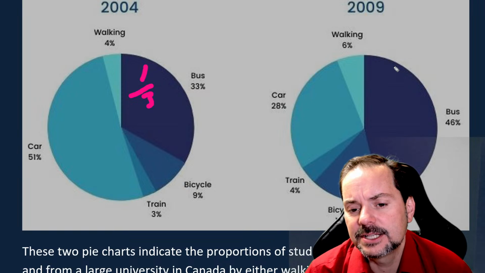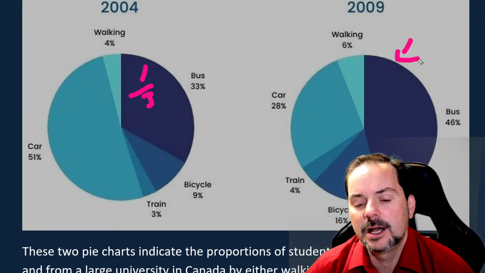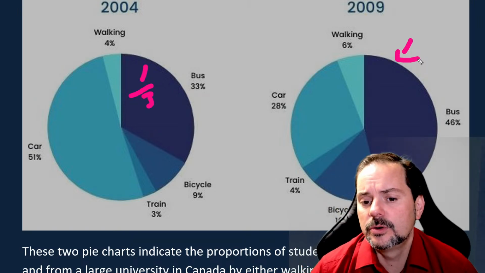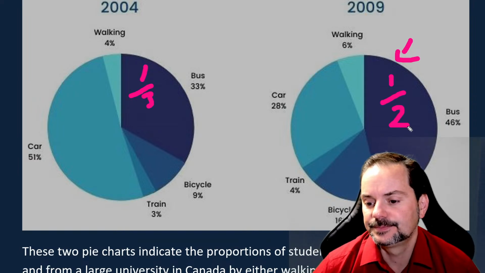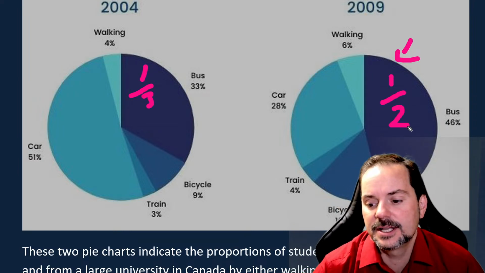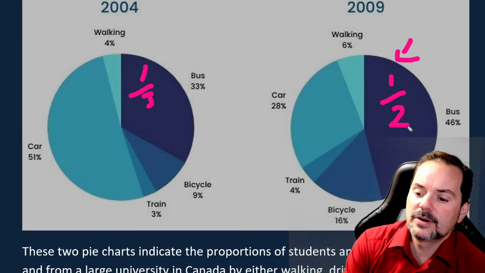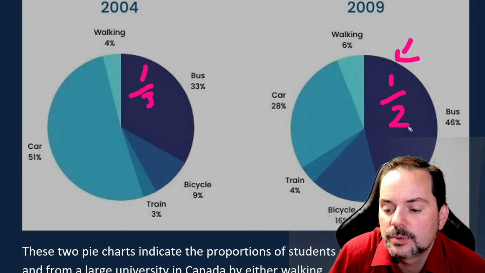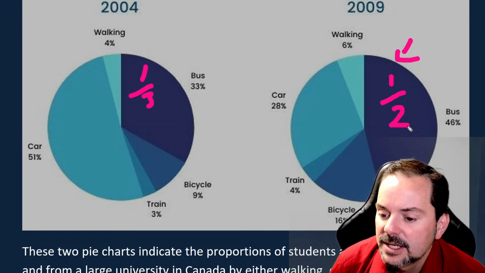And then bus goes up to 46% in 2009. So again, that's nearly half, right? Okay, keep writing, everybody. Ghazi, I appreciate you writing. Using a car for commuting was over half in 2004, while it decreased to just over a quarter. Use the word just there, Ghazi. Just over a quarter, 28% in 2009.